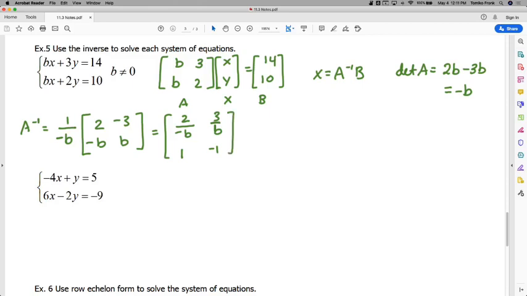Now, X is just that matrix times B. So we're just going to multiply this matrix by (14, 10). And let's see what happens. Okay, going across the top and down, we get 2 over negative B times 14 plus 3 over B times 10. And then bottom, 1 times 14 minus 1 times 10.